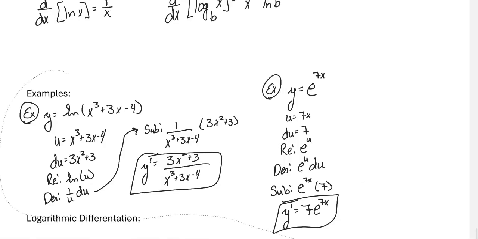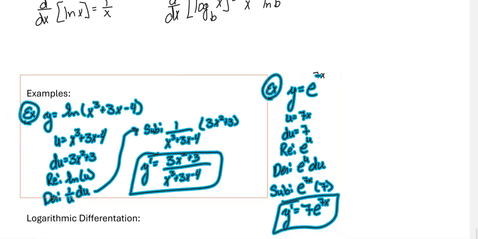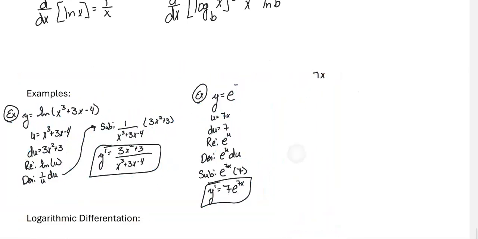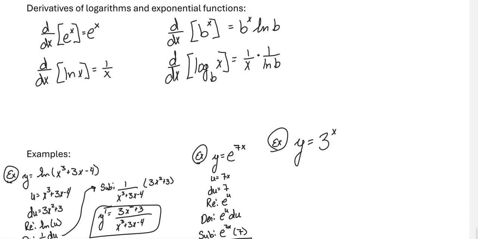And let's do just a couple more. Let's say we have y equals 3 to the x. So our rule for that, the derivative, is going to be 3 to the x times ln of 3.